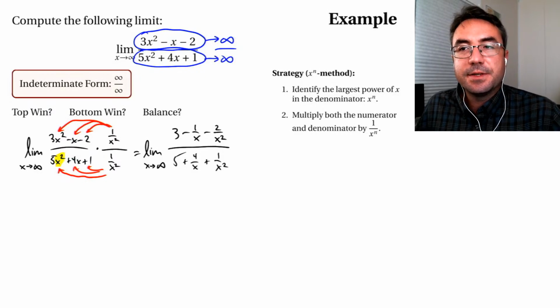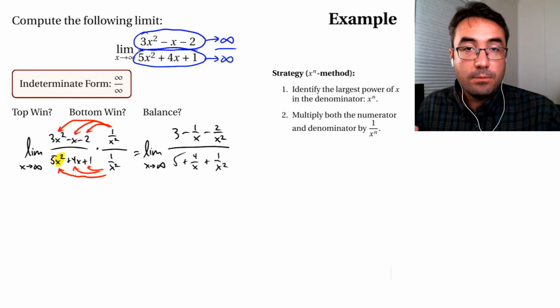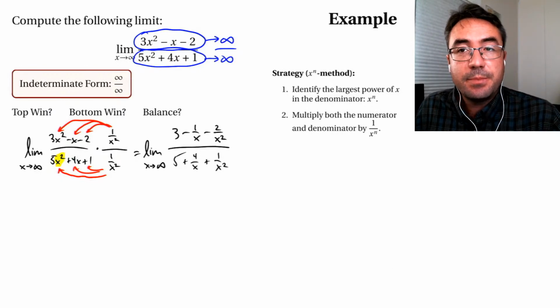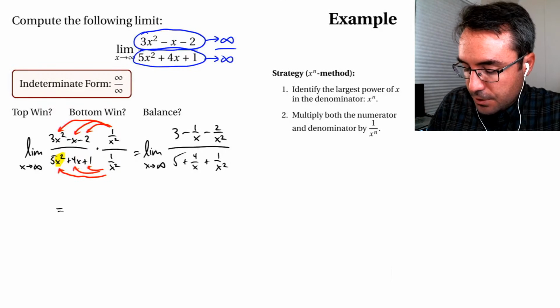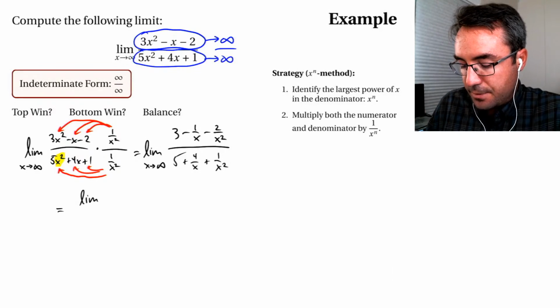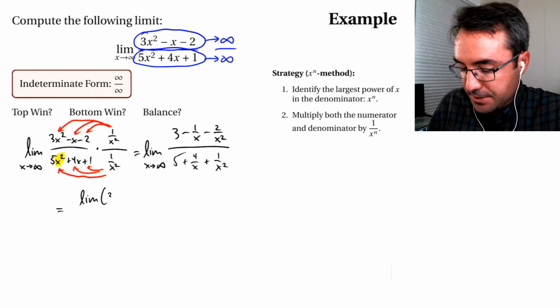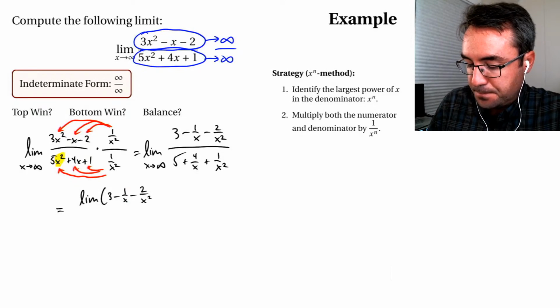Now we want to calculate this limit, so we can use most of the limit laws that we've looked at before. They still apply here. So we can use our limit laws and write this as the limit of 3 minus 1 over x, minus 2 over x squared. And then the limit of the denominator.